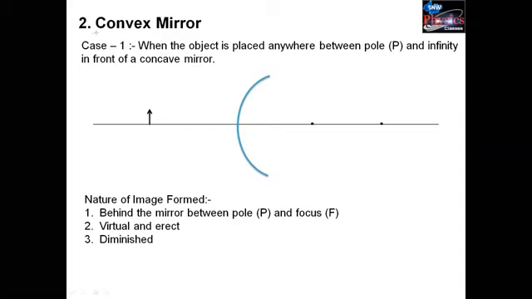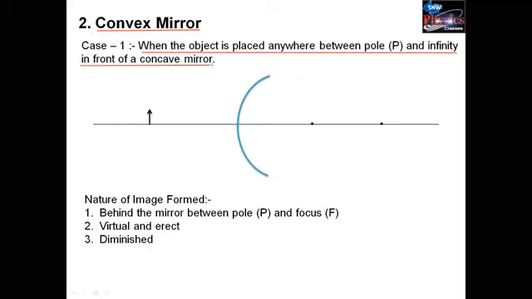so the second one is convex mirror. Now we will see how we can form image on convex mirror using the rules of image formation in spherical mirrors. The first case is when the object is placed anywhere between pole and infinity. In convex mirror we have only two cases. Means if the object is placed at finite distance, means the distance we know, and the second case is when the object is placed at infinite distance.